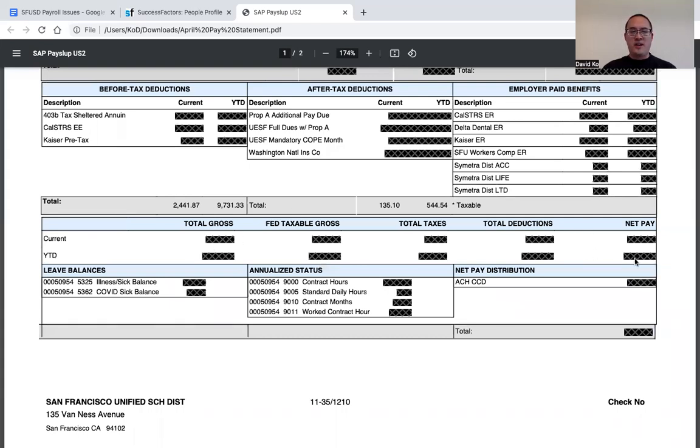And then as before, below that, there is year to date telling us how much, not just from April, but also from March and February and January.